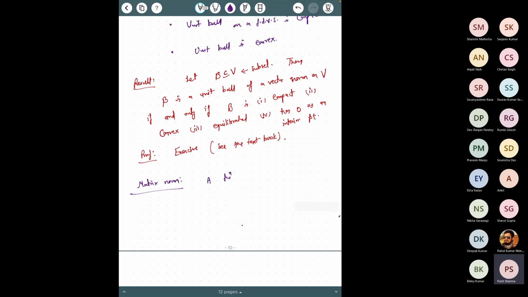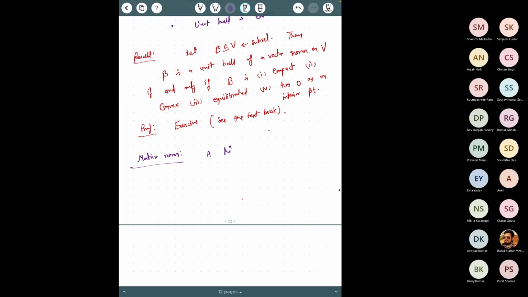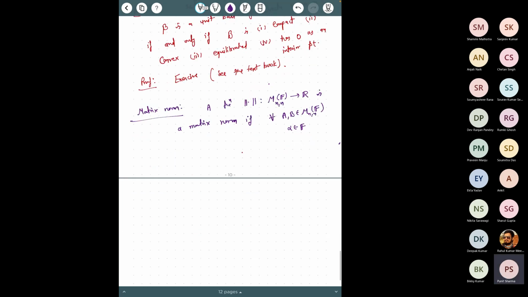So a function, like we have defined for vector norm. A vector norm is a function from a vector space to R. Now I'm talking about a matrix norm, so the vector space would be the space of matrices. In particular, I will consider only n cross n matrices over F. This function from n cross n matrices over F to R, where F is either R or C, is called a matrix norm if for all matrices A and B, and for all scalars alpha, these five properties are satisfied.